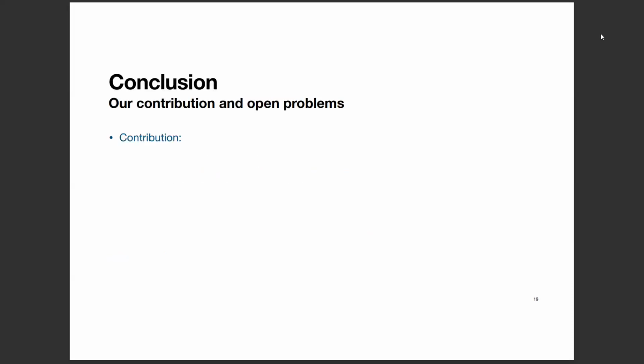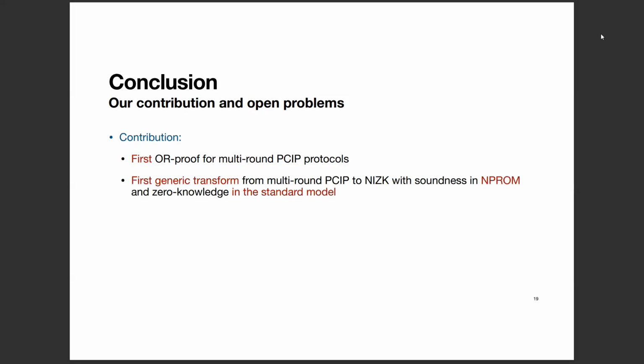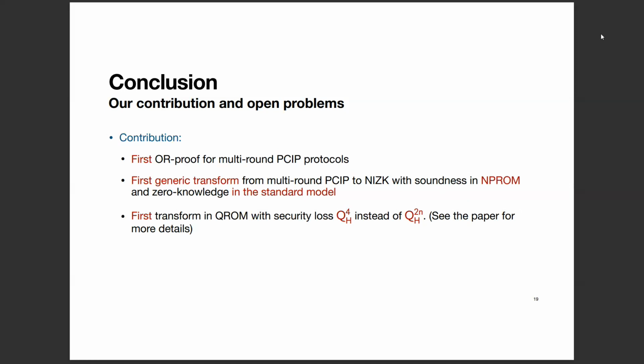So for the conclusion, our first contribution is the first OR proof technique for multi-round PCIP protocols. And secondly, we provide the first generic transform from multi-round PCIP to NISIC with soundness in the NP room model and zero knowledge in the standard model. And also, our transform is the first transform in Q room with security loss QH to the 4 instead of QH to the 2n. I didn't present the proof details of the Q room proof. The details are in the paper.